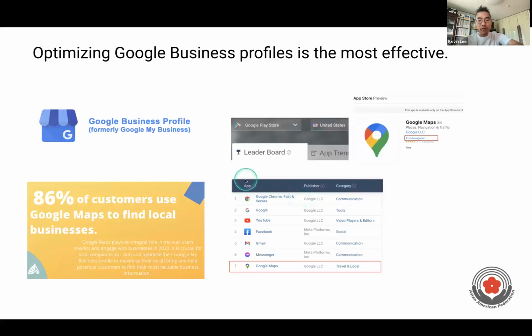And if we look over here, right now, out of the top seven apps on Android, for example, number one app is Google Chrome. Number two is Google. Number three is YouTube, which is owned by Google. Number five is Gmail, which is a Google product.